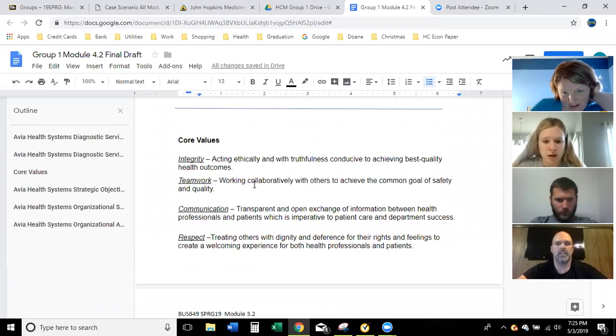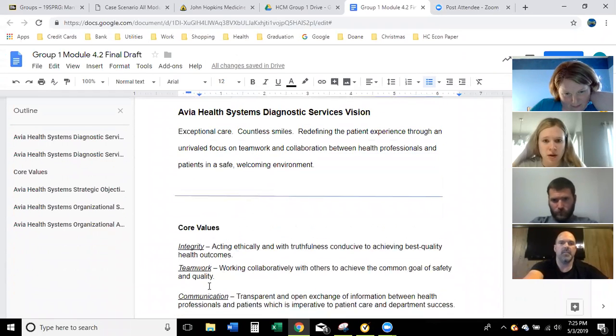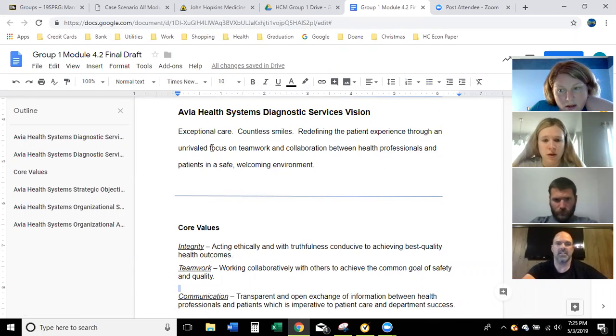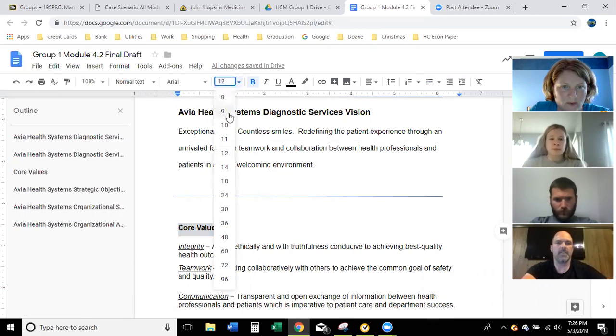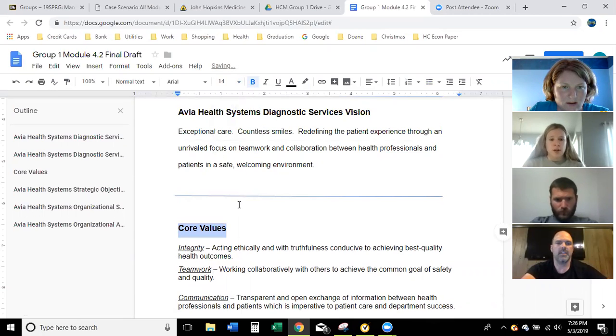Yes. And then I would make the headings of each section consistent, so that the core values looks like the VIA Health Systems Diagnostic Services heading. I think you mentioned that earlier. Right, Arial 14 bold, Arial 14 bold.